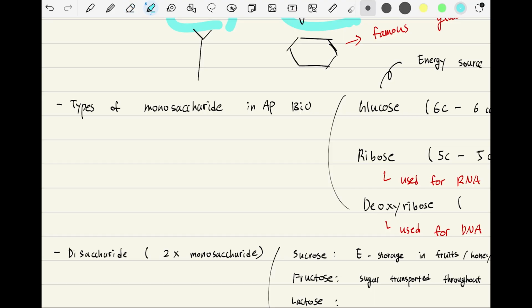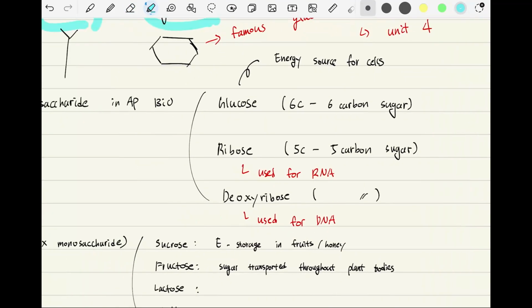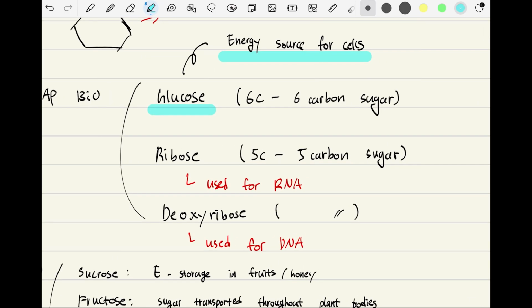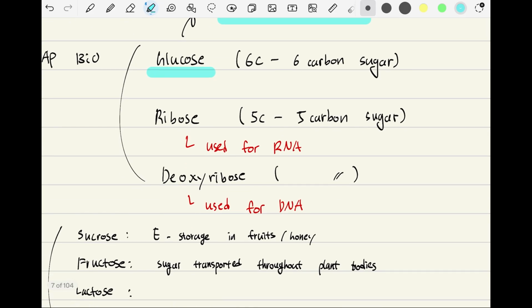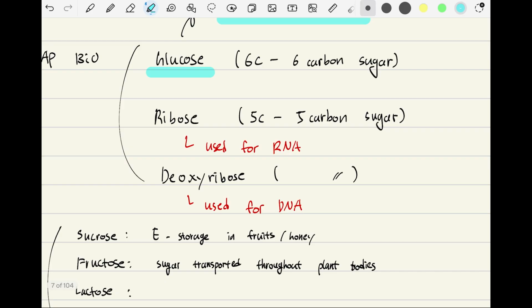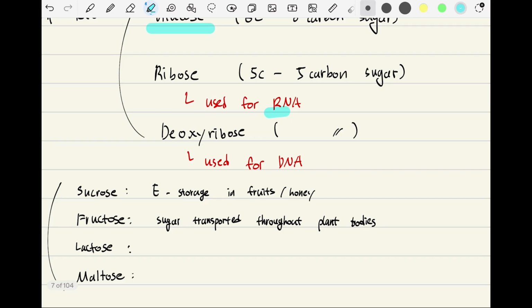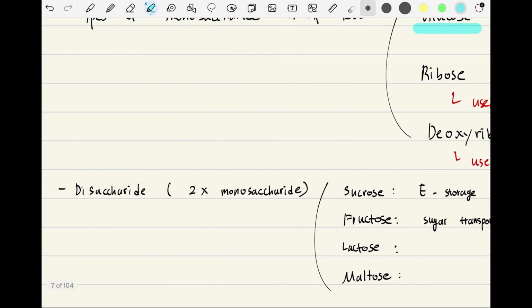Let's talk about the types of monosaccharides in AP Bio. The first one will be glucose, which I talked about earlier, and this is the main energy source for cells, which is used in cellular respiration. We usually call it 6C, which is a 6-carbon sugar. And ribose is 5C, a 5-carbon sugar, and it's used for RNA, and it stands for the R in RNA. And deoxyribose is used for DNA, and this is also 5C because they are 5-carbon sugars.